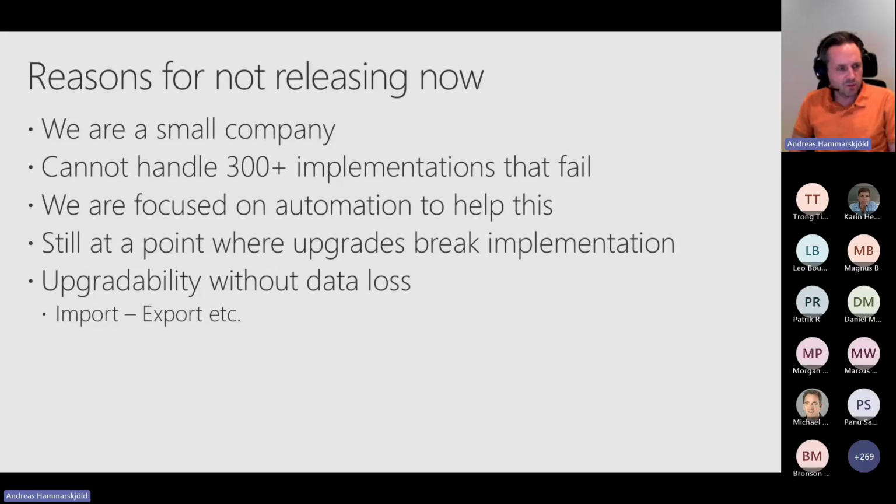Some of the reasons why we're not releasing this to a broad market currently: we are a small company. If we were to have all of you on the call, which was up to 300 people, downloading this and running into issues, it would be very hard for us to have a good outcome. So we're focusing heavily on the automation pieces so that you can download and start running this, and that we can easily upgrade you without a lot of work or hand holding. We're also still at the point, even though it's less so, where we make changes to the system that break upgrades, so you have to start over. We want to give you upgradability without any data loss.